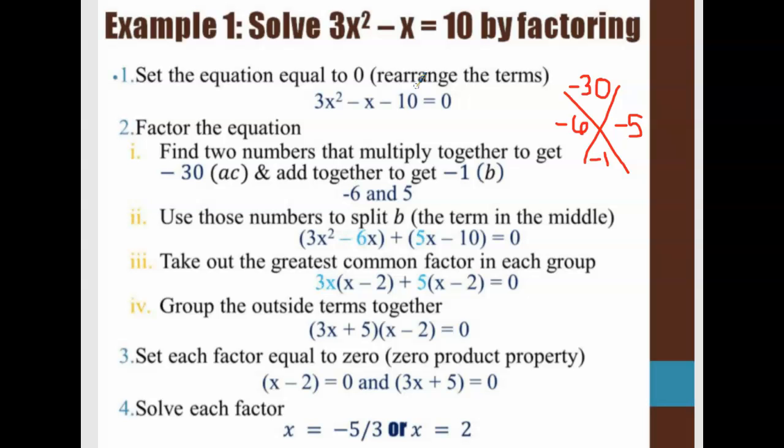Then you find the GCF of each grouping, and you get your two factors: 3x plus 5 and x minus 2. The only difference is that the equals 0 tags along on every line, so make sure you're writing that all of these are equal to 0. And then the last two steps are splitting the factors, setting each equal to 0, and solving for x.